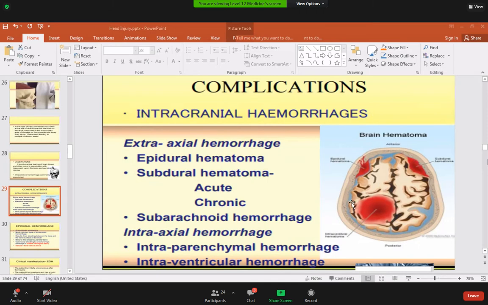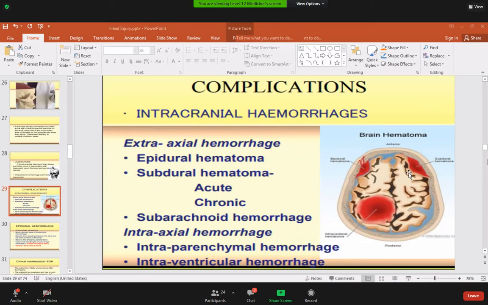Now, look at this picture. You can see that different areas of bleeding are shown here. This is the periosteum of the bone, and the dura mater is very firmly attached to it. So when there is an epidural hemorrhage, a hemorrhage between the periosteum and the dura, the picture is different from that of the subdural hemorrhage. This is the subdural hemorrhage, as it is between the dura and the arachnoid matter, or we can say below the dura mater.